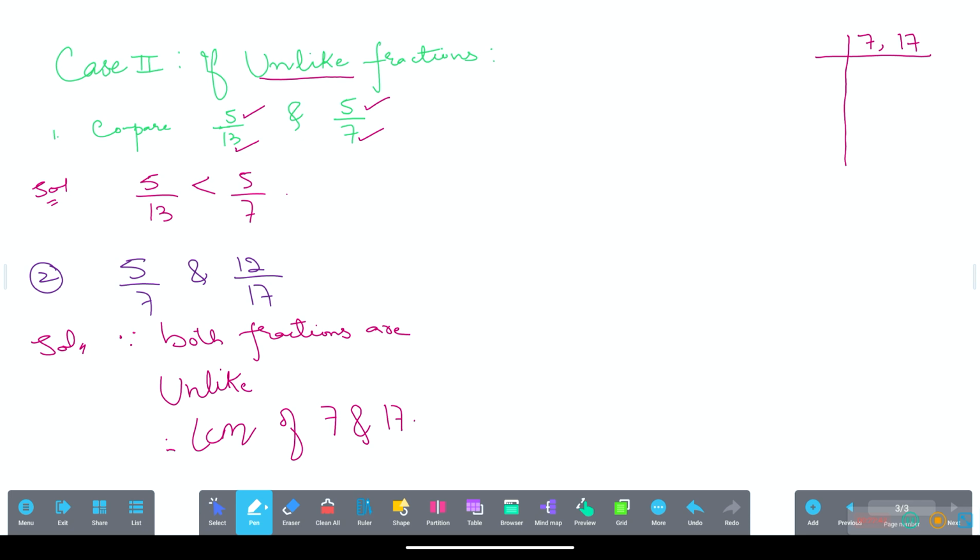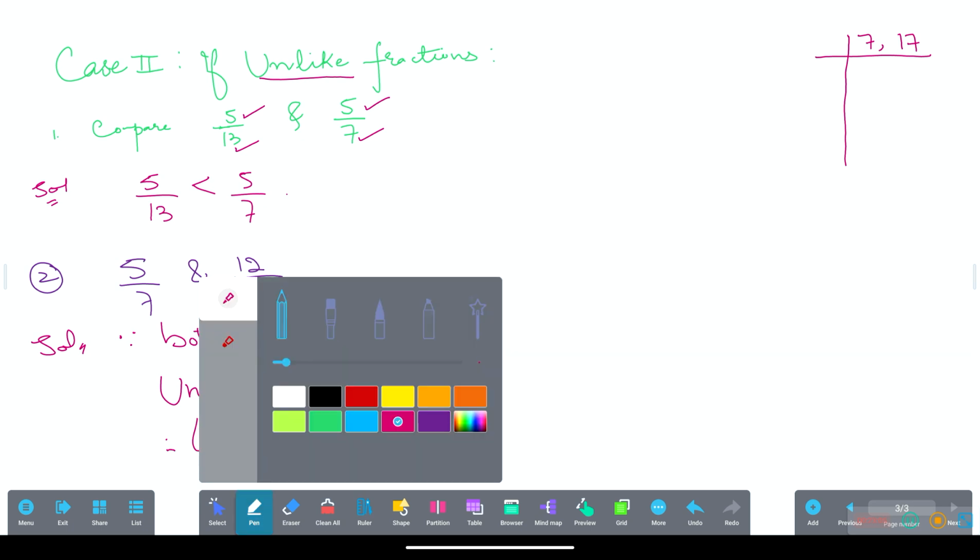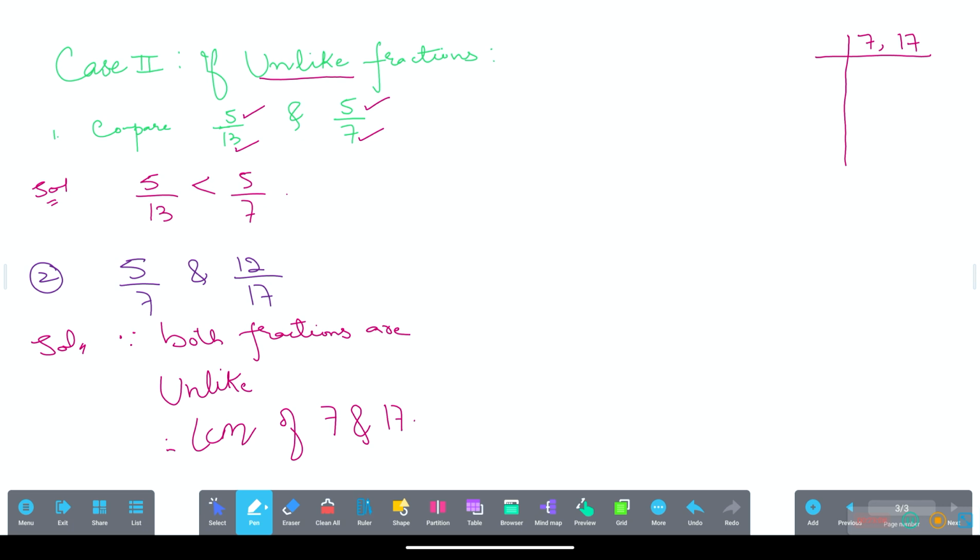To find the LCM of two numbers by the prime factorization method, what are we supposed to do? We split them into a product of prime numbers. Neither comes in the table of 5. But 7 comes in the table of 7, so I am writing 7 divided by 7 is 1. And 17 doesn't come in the table of 7, so write it back.